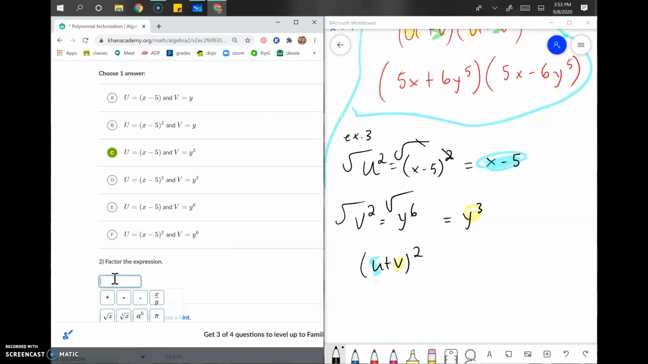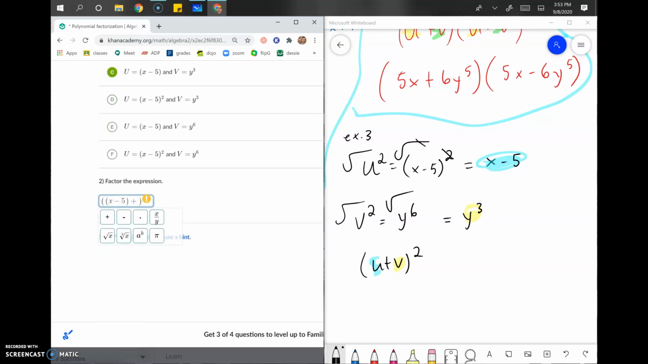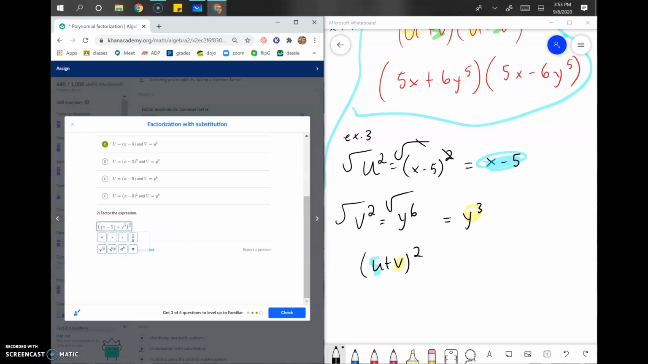And then final answers. This one's a binomial, so again, I got to put it in parentheses. There's the u plus, right? Yes, plus v, which is y to the 3rd. That does not need to go in parentheses because it's by itself. And then don't forget the squared. Squared on the outside. I'm done. Just like that.